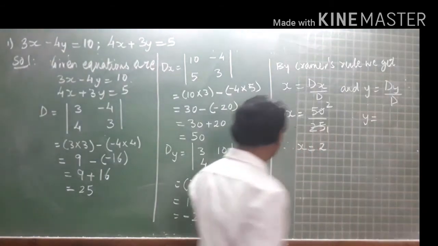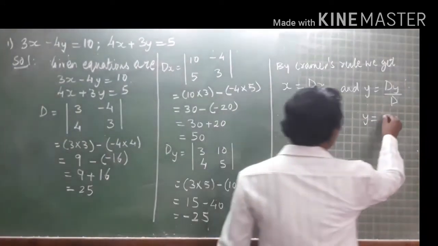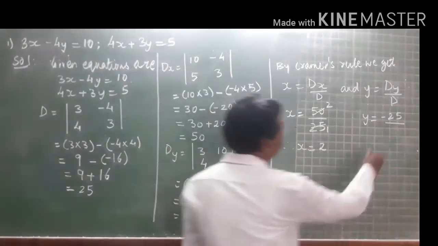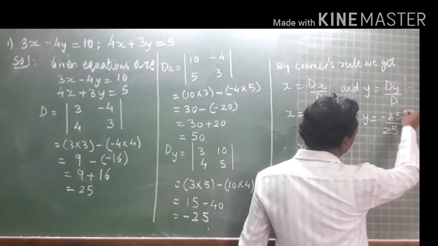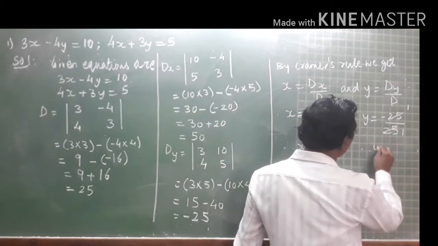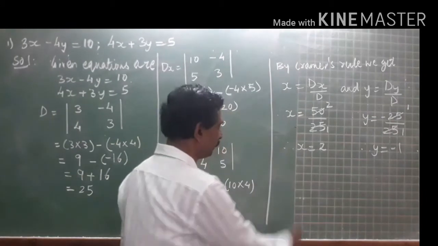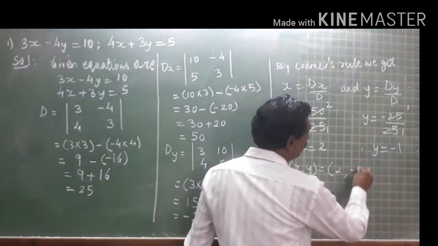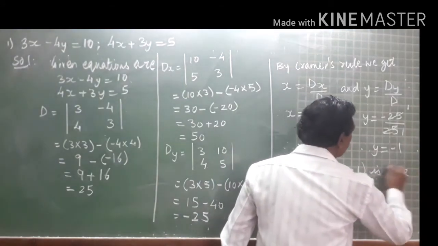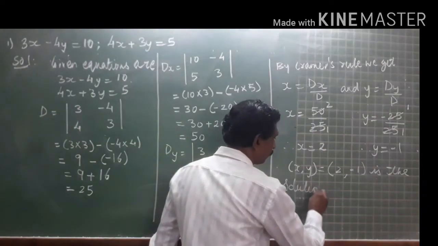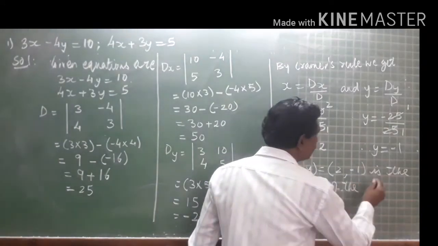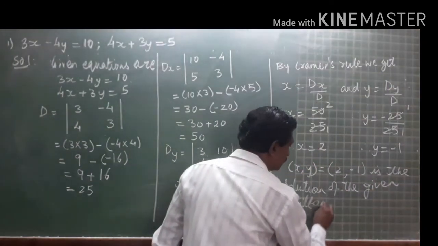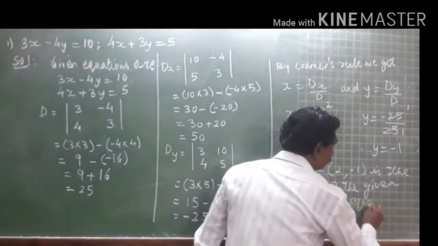Therefore, y is equal to, what is the value of dy? Minus 25. What is the value of d? We got 25. 25 ones are 25, 25 ones are 25. Therefore, y is equal to minus 1. Therefore, x comma y is equal to 2 comma minus 1 is the solution of the given simultaneous equations.